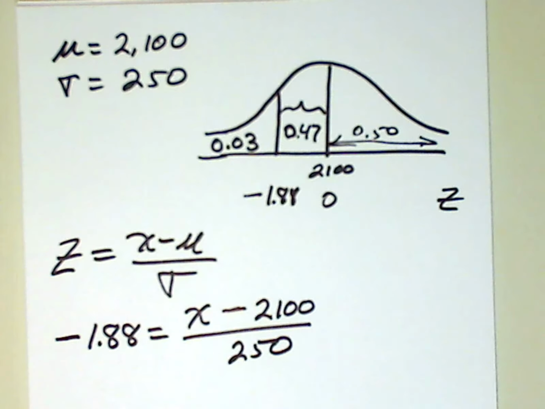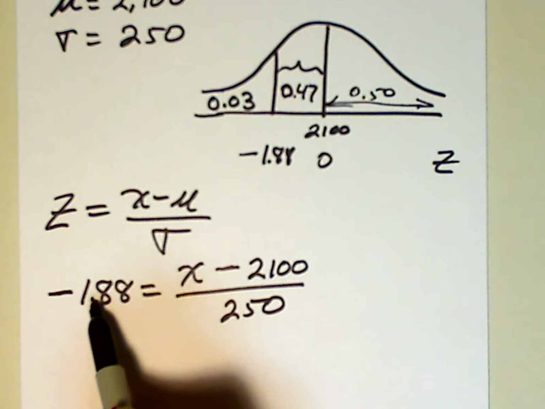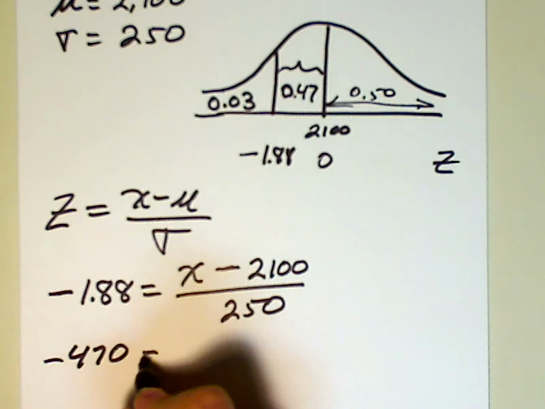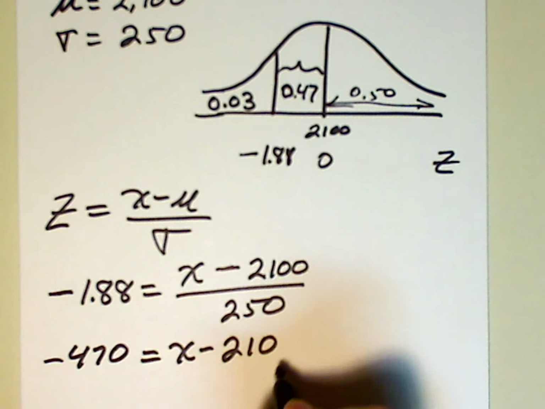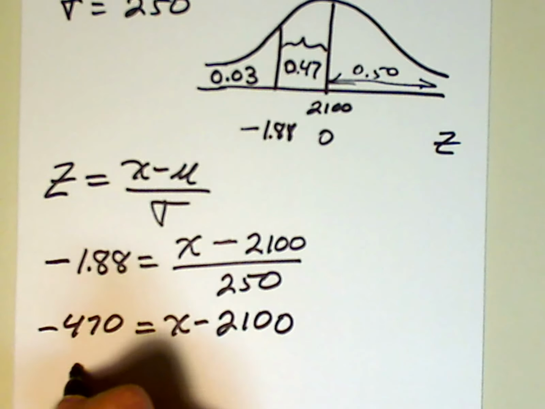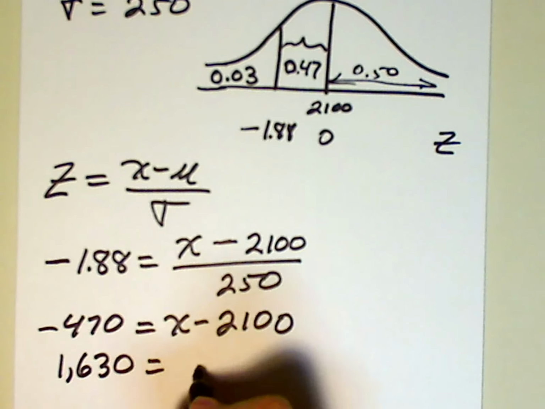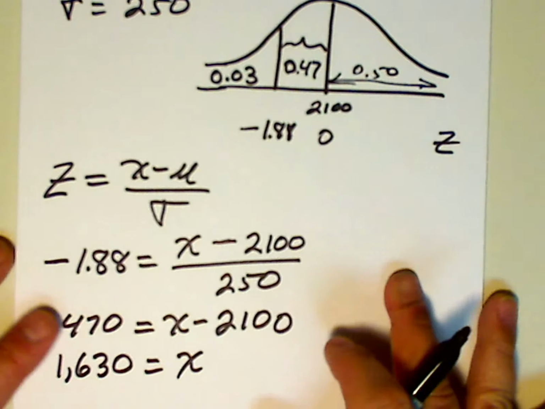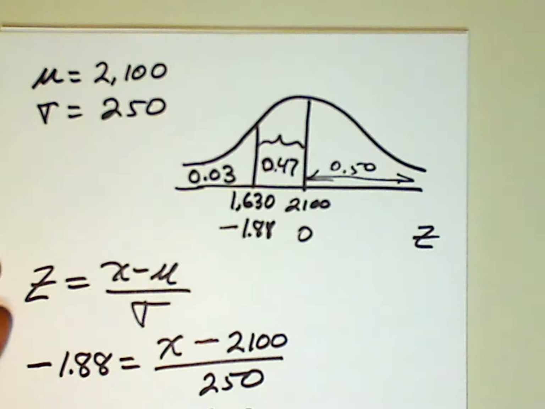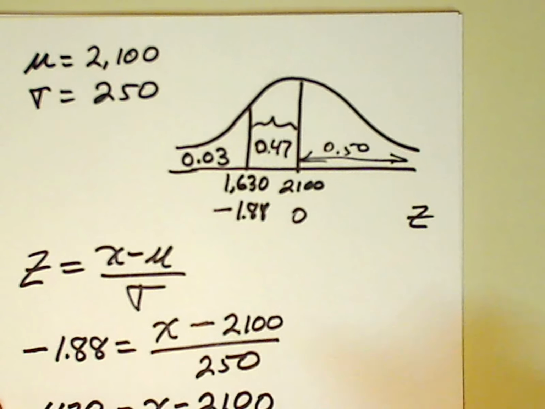So let's multiply both sides of this equation by 250. Negative 1.88 times 250 is negative 470. That's equal to x minus 2100. And we're going to add 2100 to each side. So this is 1630 equal to x. So now we know that this x value is 1630. And in this case, it's dollars. So it's the operating cost.